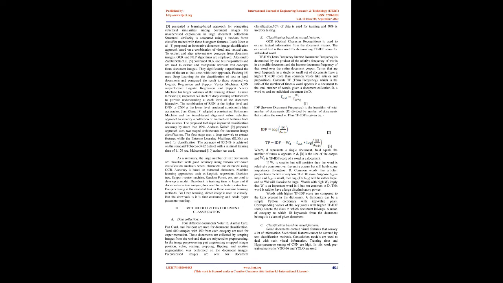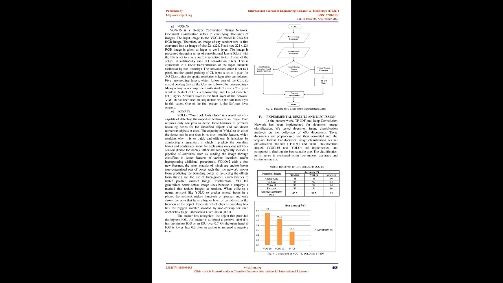For different documents, voter ID, Aadhar Card, PAN card, and passport are used for document classification. A total of 600 samples, with 150 from each category, are used for experimentation. These documents are collected by scraping images from the web and then are subjected to pre-processing. In the image pre-processing part, augmentation of the scraped images, including position, color, scaling, cropping, flipping, and rotation augmentation, was performed on the document images.